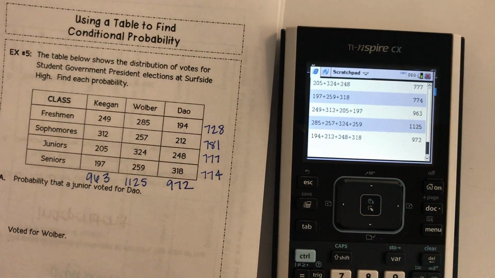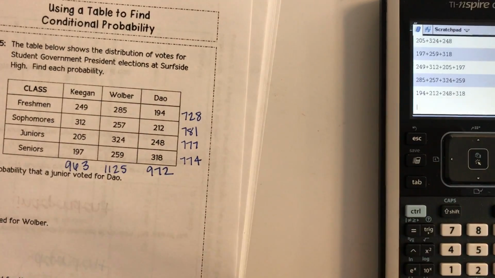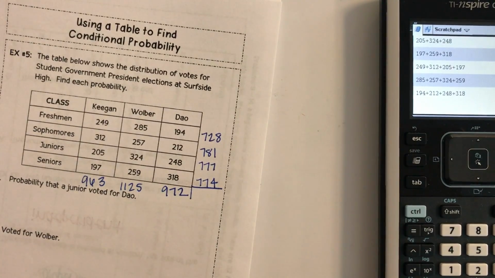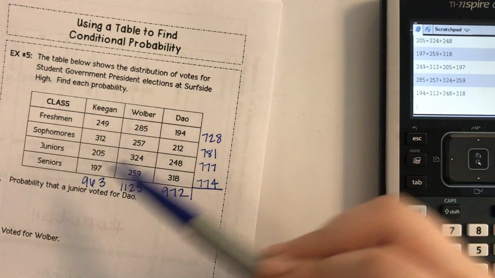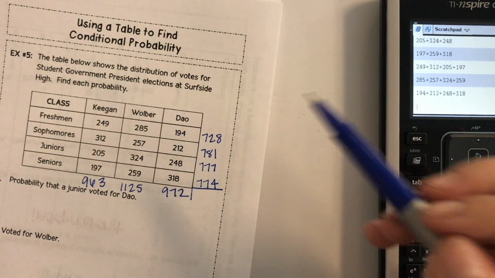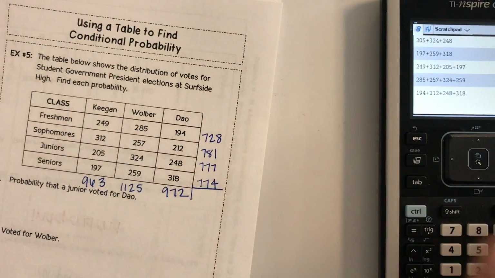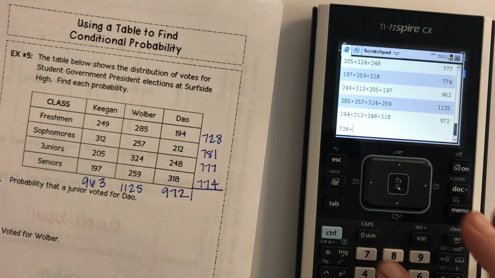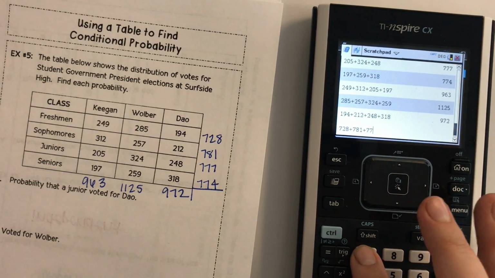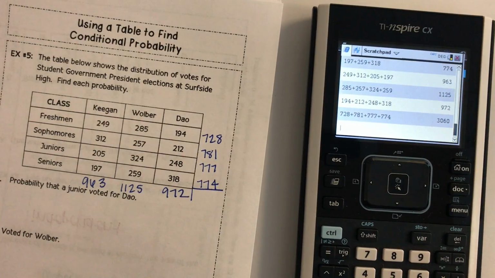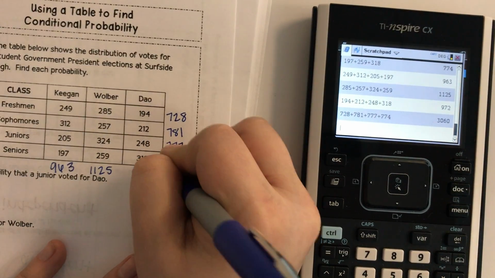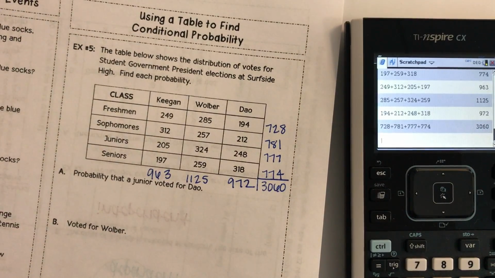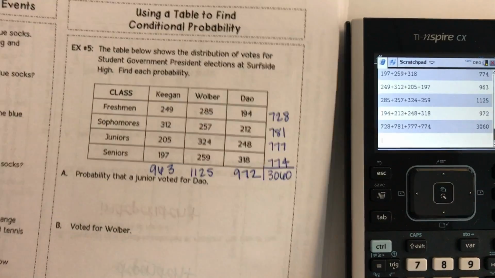Okay, we have one more total we need to figure out. I know you're thinking, oh my gosh, what the heck? We want the total number of students, period. So we're just going to add up all of these, or all of these, doesn't matter. You're going to get the same number either way, and figure out how many total students there are at Surfside High. So I'm just going to add up these 4 numbers right here. 728 plus 781 plus 777. So there's 3,060 students at this school. That's a big school.